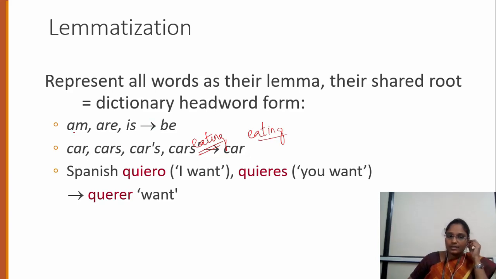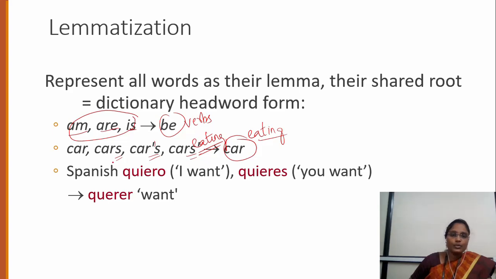Here we can see that am, are, is are all be verbs. We used to call them be verbs, and all of these have the root word be. And car, cars, car's, cars' are all variations of the word car. This is the plural of the word car, and this is to represent that particular car and those particular cars. But the root word is car. This is an example in Spanish.